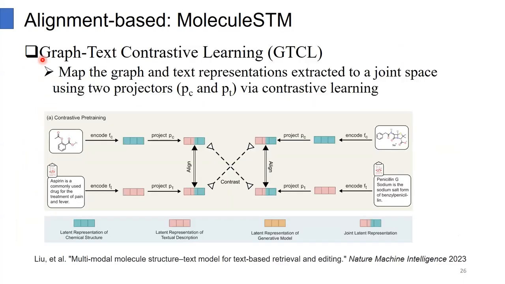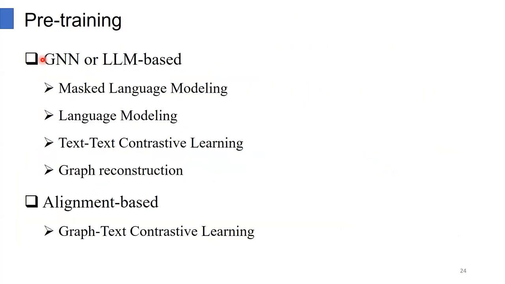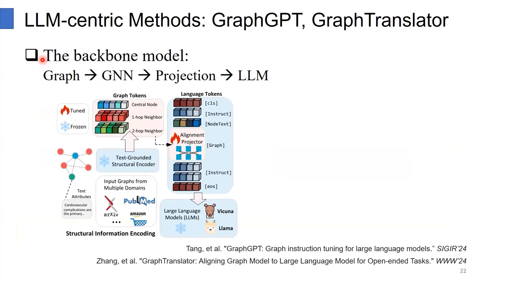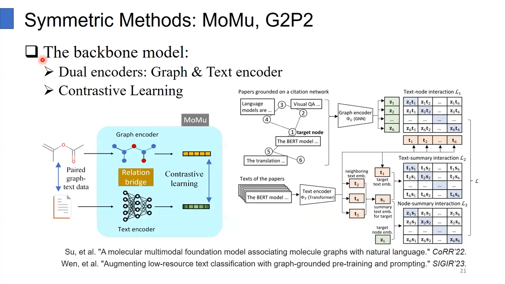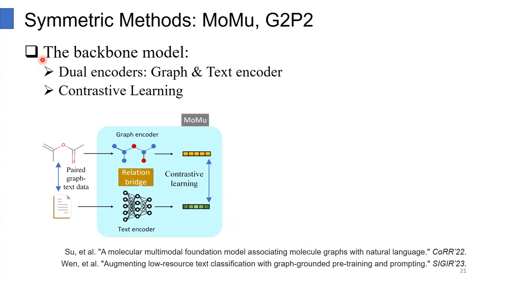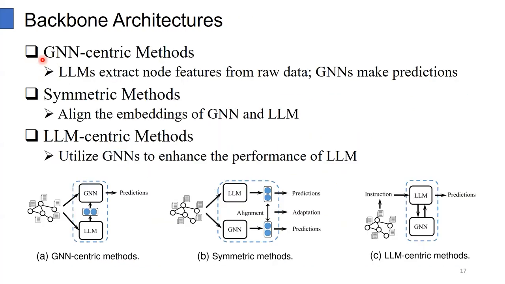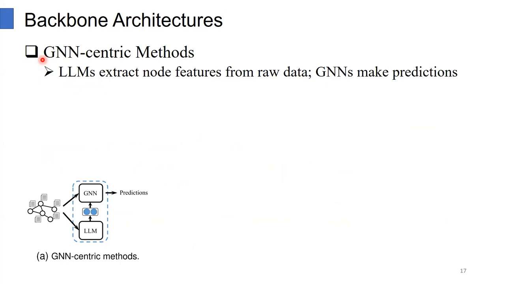Okay, so we actually have three subcategories. We can have GNN centric. That means we use the GNN to make predictions. So the final task output is made by the GNN. The GNN makes the final prediction. The LLM is just used to provide additional information as input into the GNN.